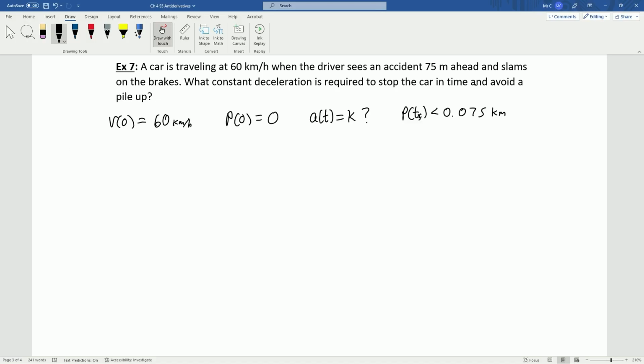Okay, so what does this tell us? The velocity function is the antiderivative of acceleration, which is the constant k. So we get k times t plus a constant c, called c1 here. And since v of 0 is 60, we get 0 plus c1 equals 60. So c1 equals 60, and hence the velocity at any time t is given by kt plus 60.